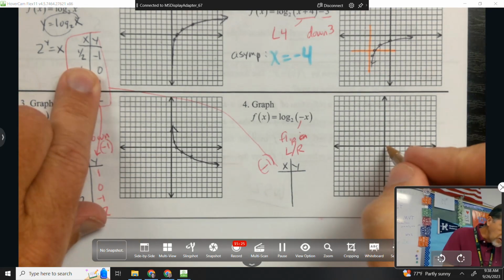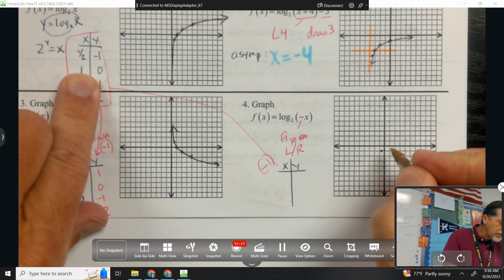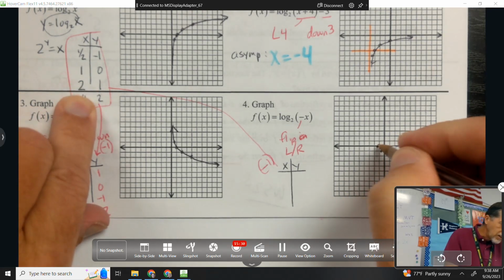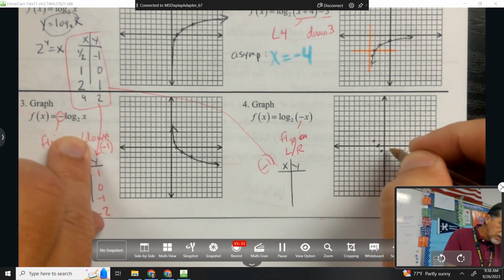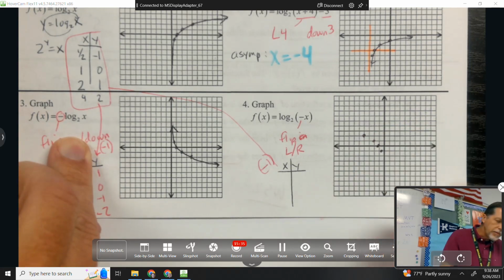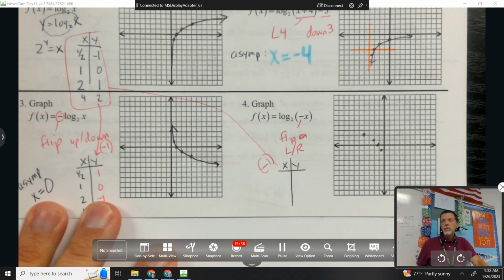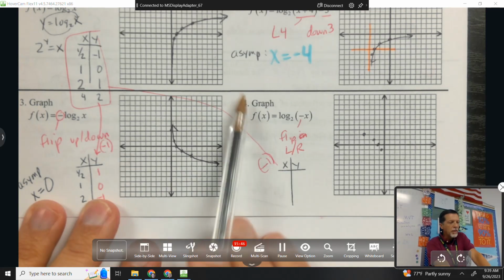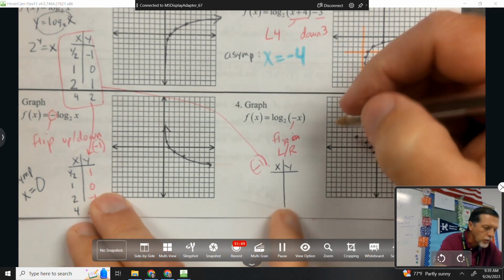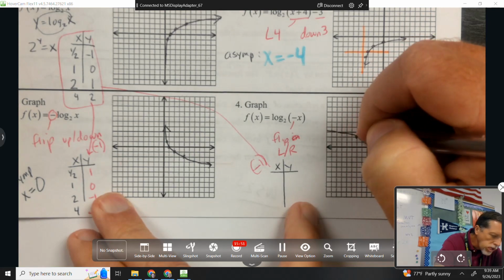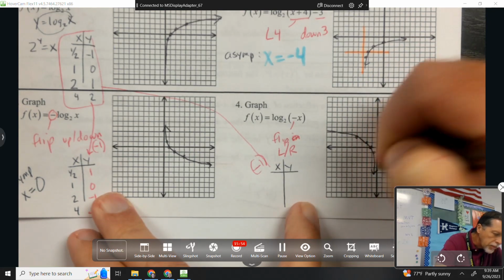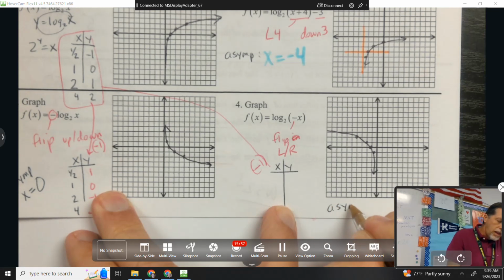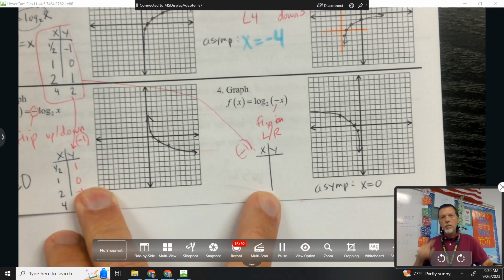1/2, -1, so I'll go -1/2, -1. And -1, 0. -2, 1. -4, 2. So if you need to, you can write them out if that helps you slow down and make sure you get the points right. If you can flip it on the fly, that's okay too. And the asymptote is still x equals 0, or the y-axis, either way.